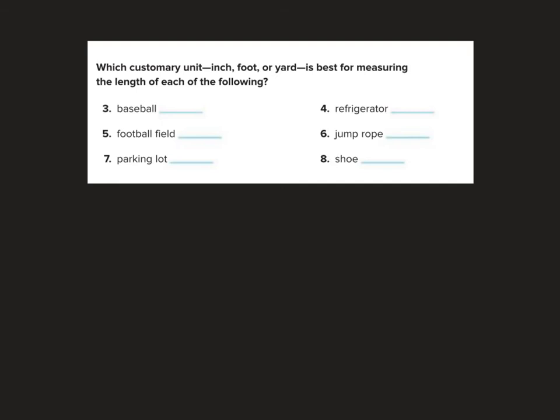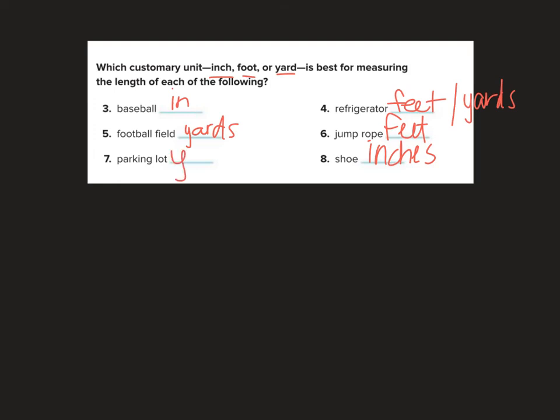Okay, which customary unit, inch, foot, or yard, is best for measuring the length of each of the following? So baseball would be inches because they're pretty small. A football field is yards. If you're a football fan, you would know that. A refrigerator would be feet. I suppose feet or yards, but probably I would use feet though, because you'd get more accurate. A jump rope would be feet. A shoe, that'd be inches for sure. A parking lot would be yards. Okie dokie.